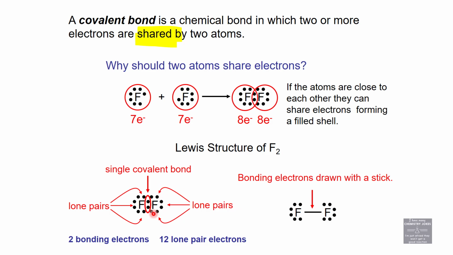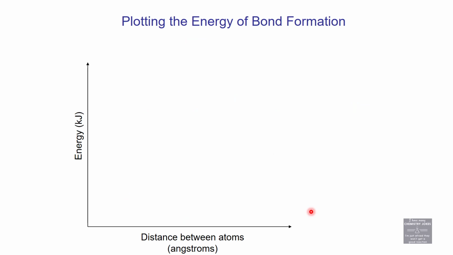The electrons that are not involved in bonding are called lone pairs. So we would look at this F2 molecule and say there are 2, 4, 6, 8, 10, 12 lone pair electrons, and 2 bonding electrons. Every line is representative of 2 electrons. Okay. What does the energy diagram look like?